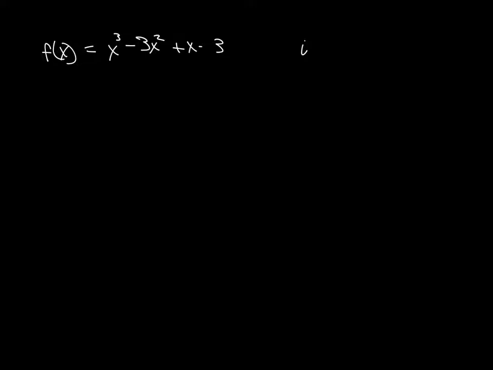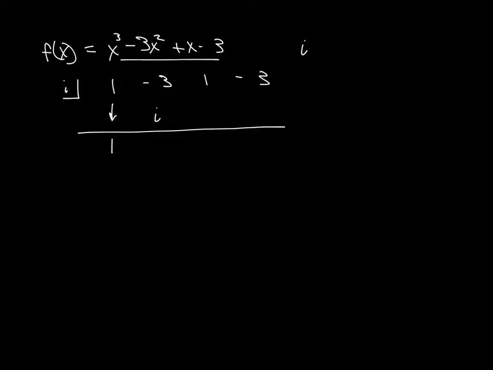Okay, that's kind of weird. Make our box, put an i there. 3, 2, 1, 0, that works. 1, -3, 1, -3. Line, and don't get freaked out about that i. It's not really that big of a deal. Bring down the 1. 1 times i is i. Add these two together, and we get -3 plus i.